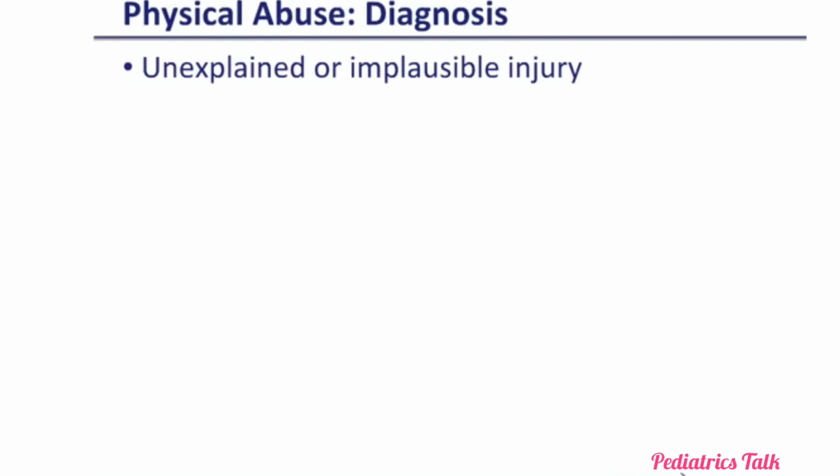Classic example is a round cigarette burn, or perhaps the tip of an iron that you use to iron your clothes. The other big feature is a delay in seeking medical care. Parents should exercise good and what we consider to be normal parenting skill, so that if a child has significant injuries, they are brought to medical attention as soon as possible.